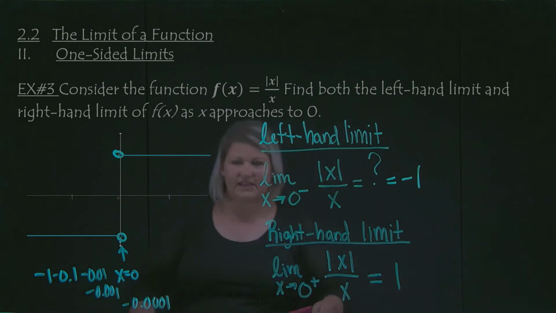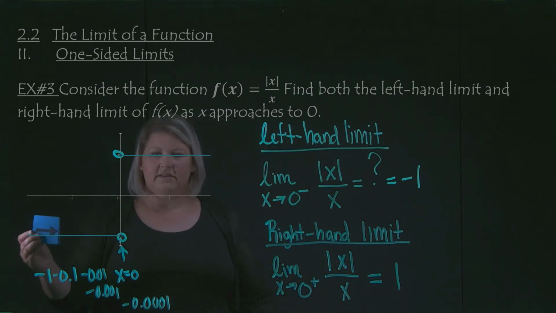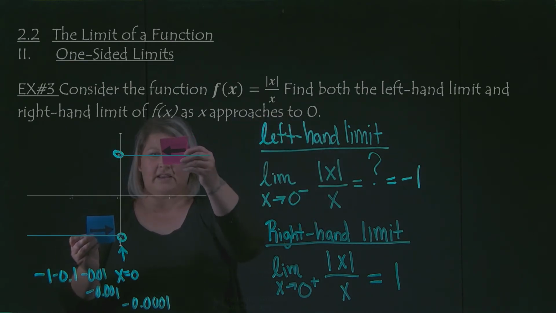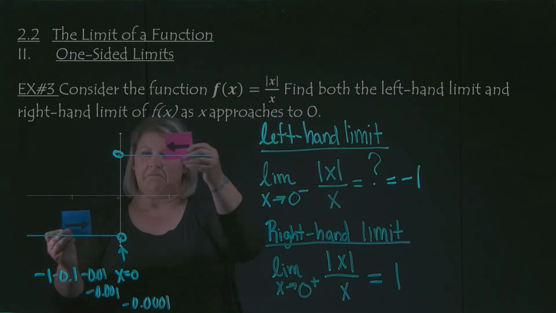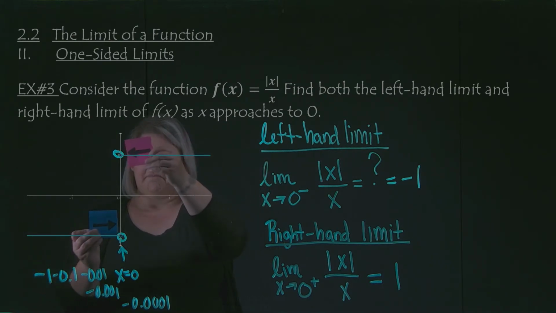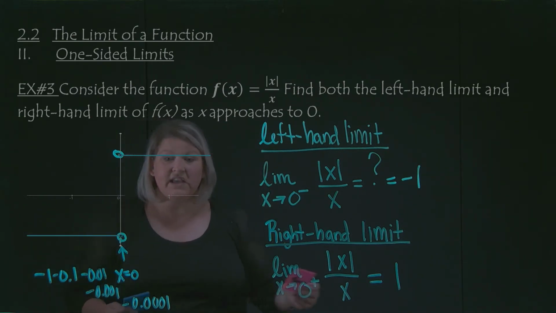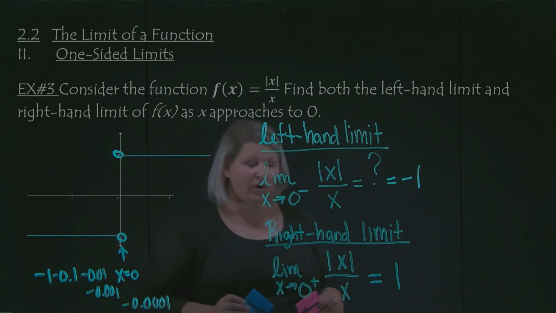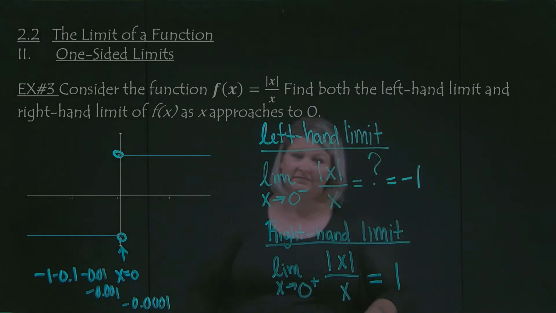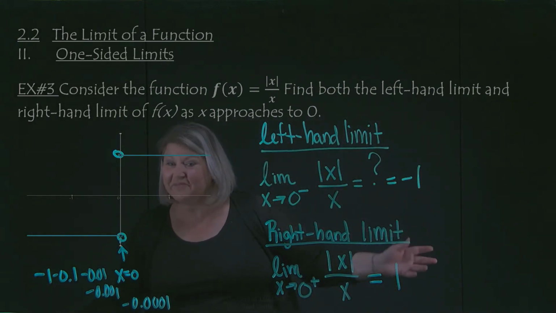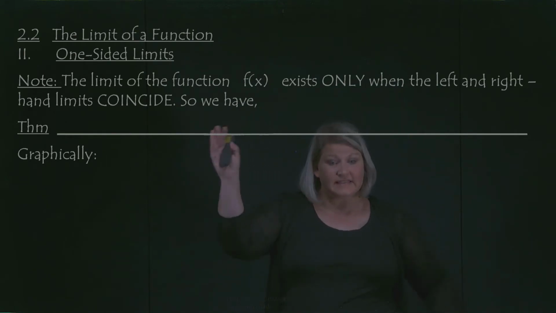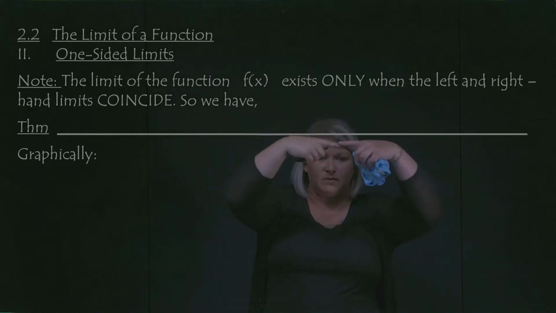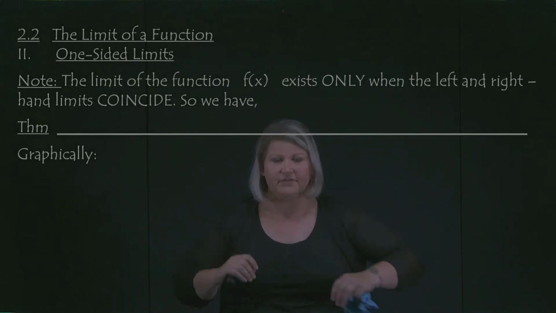Now, something to notice here. Here's my left-hand limit. Here's my right-hand limit. Notice they approach different values. Even though they're both approaching 0, the function is approaching different levels. Interesting, huh? Notice how this example is different than the one that we did first. In the first one, everything was approaching the same value from the left and from the right.